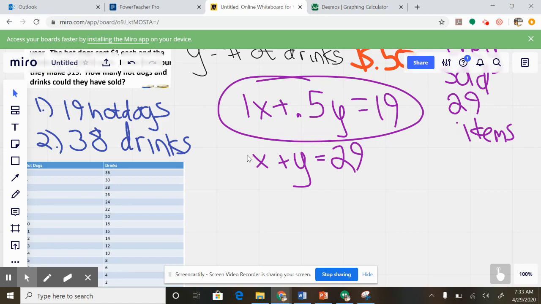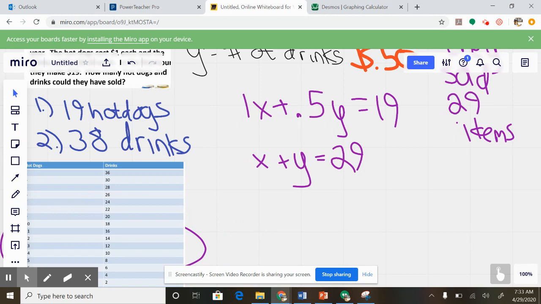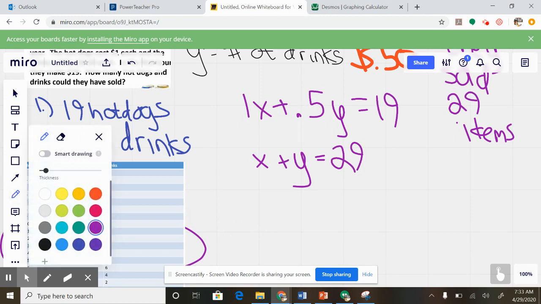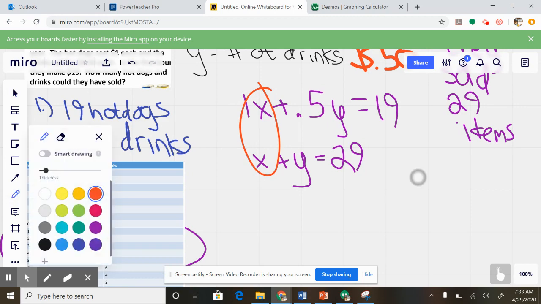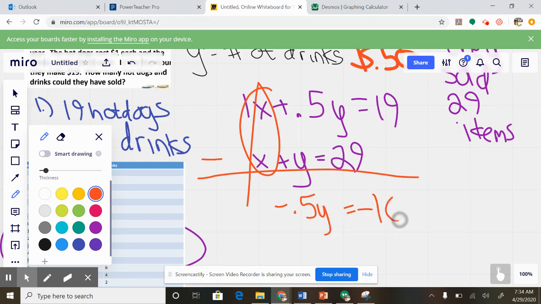I'm probably going to go ahead and do this by elimination because I'm going to get rid of this little circle. Because I look at this and I see they both have a 1x. So since those coefficients match, I should be able to just subtract these 2 equations, and that will eliminate. 1x minus x eliminates. 0.5y minus 1y is going to be negative 0.5y. 19 minus 29 is going to give me negative 10.